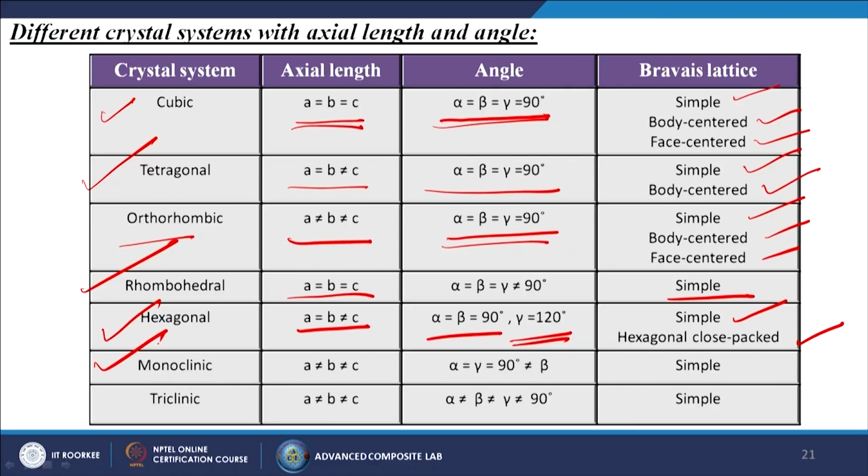Then monoclinic: a not equal to b, not equal to c, alpha is equal to gamma is equal to 90 degrees, but not beta. It is simple. The next one is triclinic: a not equal to b, not equal to c, and alpha not equal to beta, not equal to gamma, not equal to 90 degrees. It is very simple.